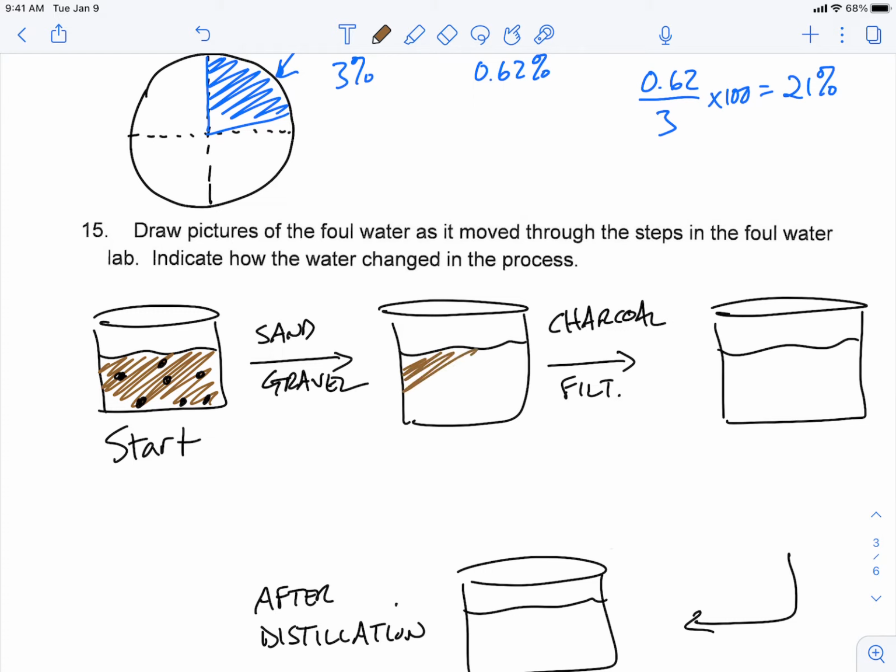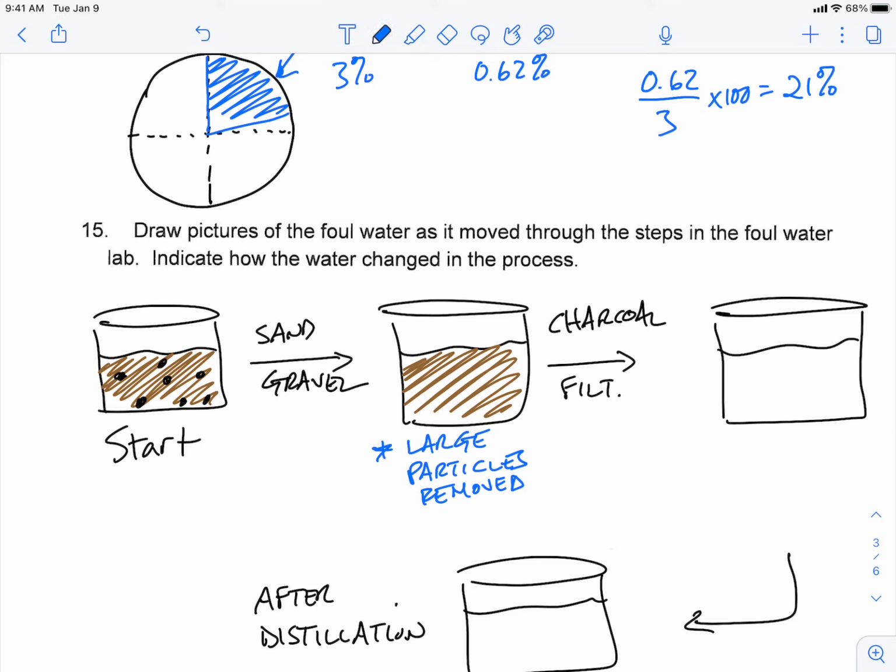It still was really dark and everything like that, but we removed all of these particles that were large. Maybe they floated, maybe they sank. So we want to really recognize here what change did we see. We would say the large particles were removed. So the large particles were removed in the sand gravel filter. The particles were so large that they couldn't fit between the grains of the sand and the gravel.